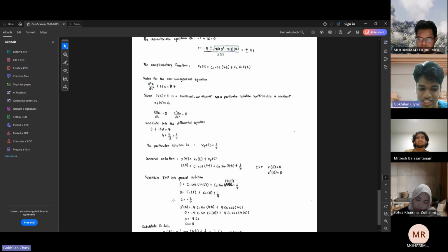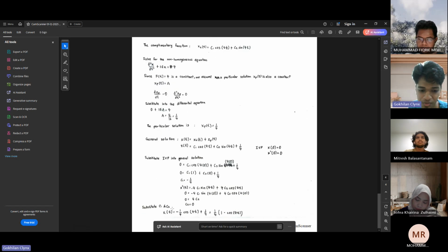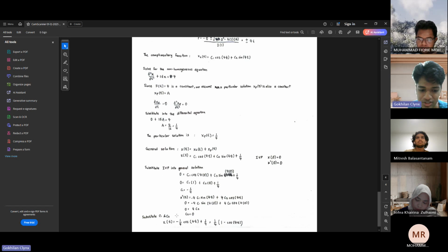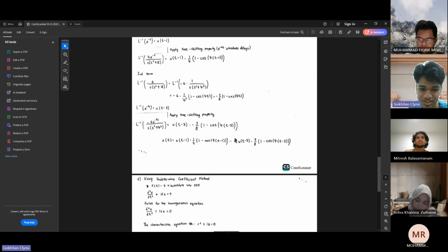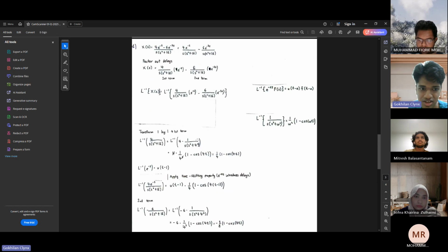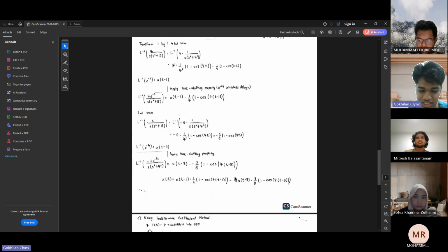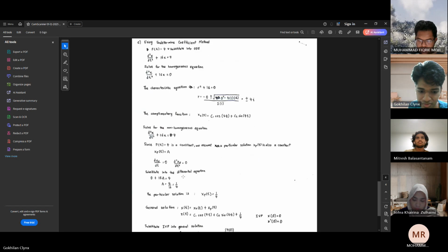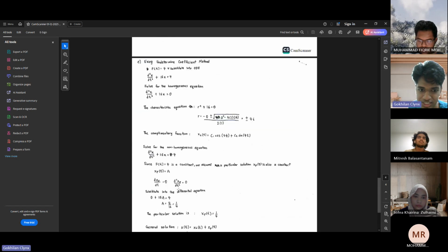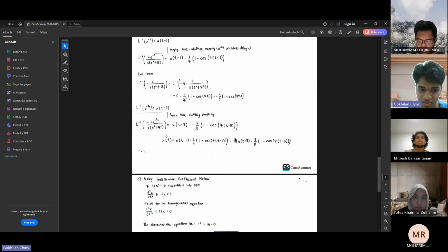So how do we check our answer is correct? This and this from part D, if we substitute the time domain at t equals 4, we will get the same form.